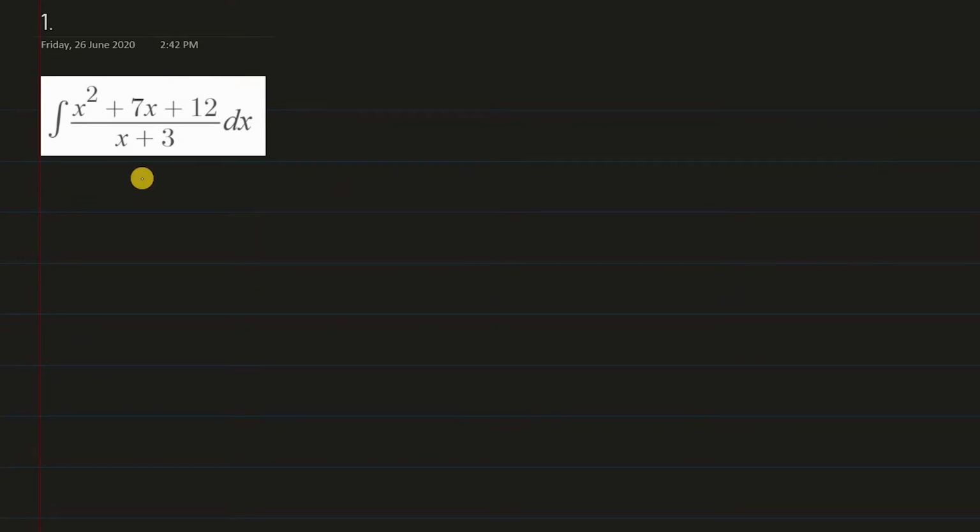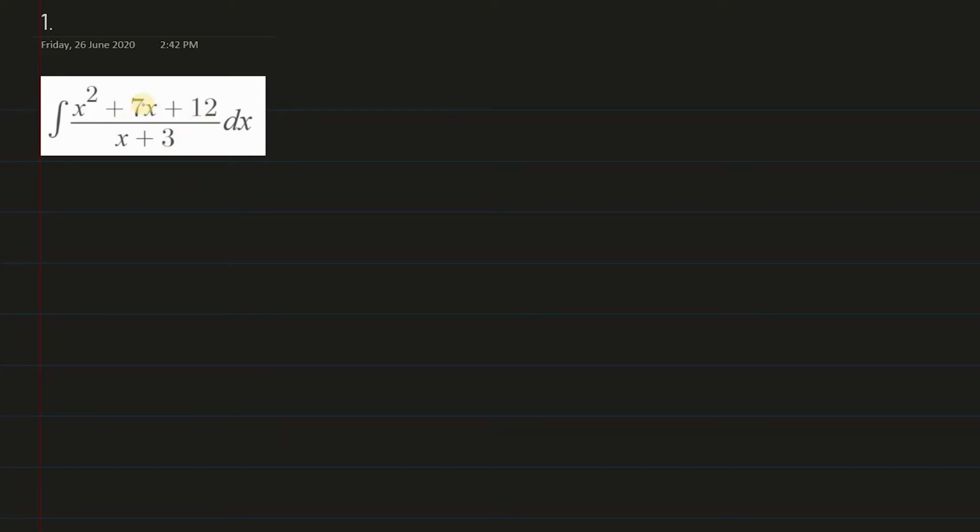Sa integration kasi guys, kung pwede nyo i-simplify bago kayo mag-integrate, i-simplify nyo na agad kasi mas mapapadali yung buhay nyo, di ba? So, ang gawin natin dito, i-simplify muna natin siya. Like sa limits, bago tayo mag-solve ng limits, nagsisimplify muna tayo, tinitignan natin kung pwedeng may mga ma-cancel, ma-factor out, di ba? So, dito, same process goes, alright?